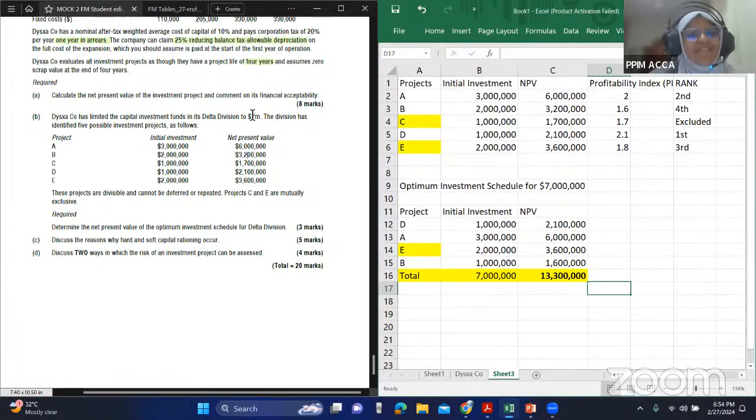So I told you that this 7 million, if they're giving you a quota of 7 million, then it means that we have something called capital rationing. That means they are giving us a fixed amount. We can't go beyond that. Now, when it comes to capital rationing, there are two types of capital rationing, hard and soft.